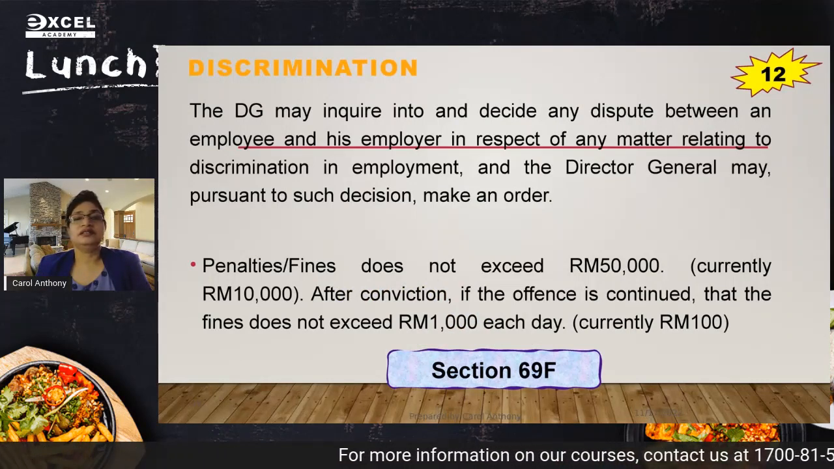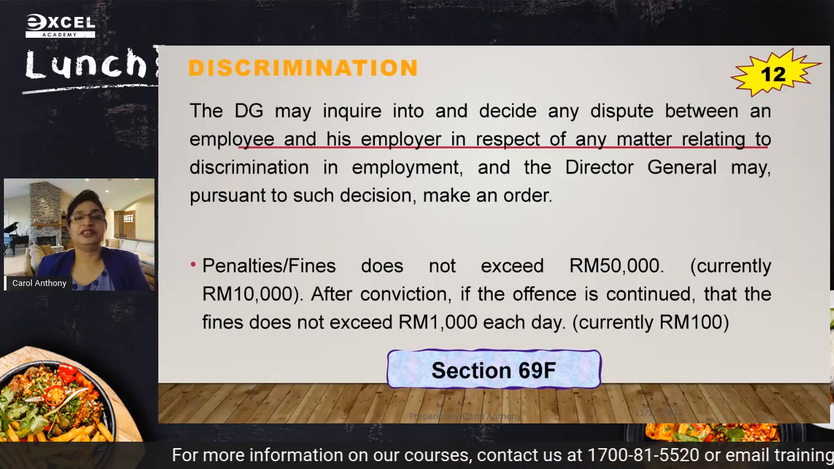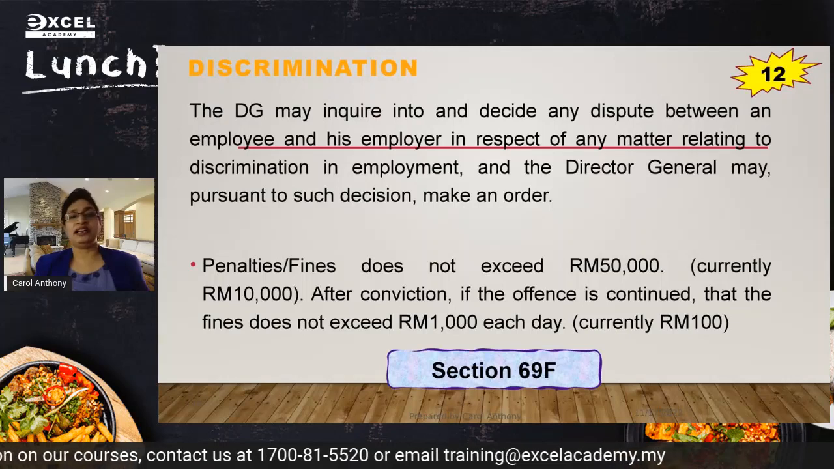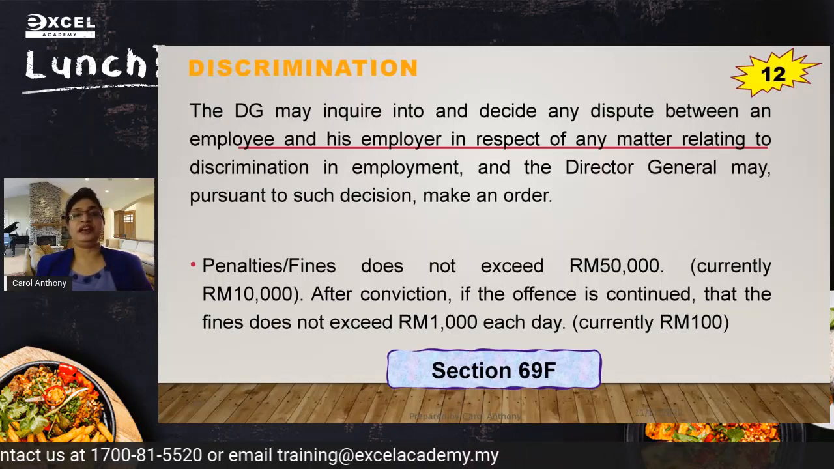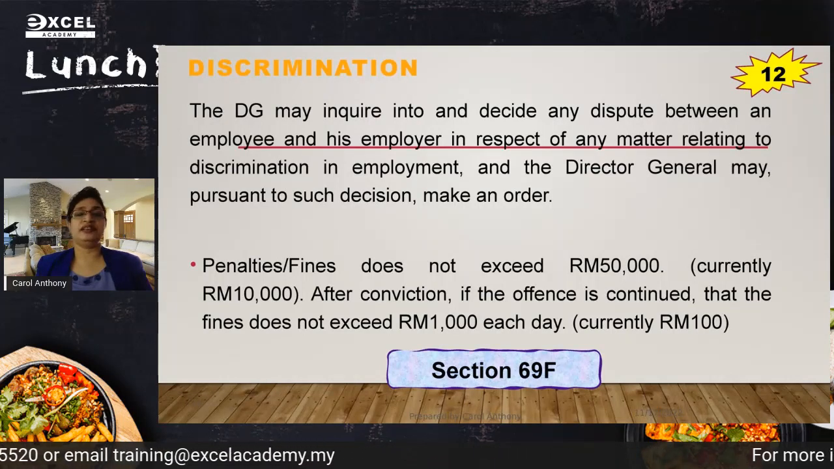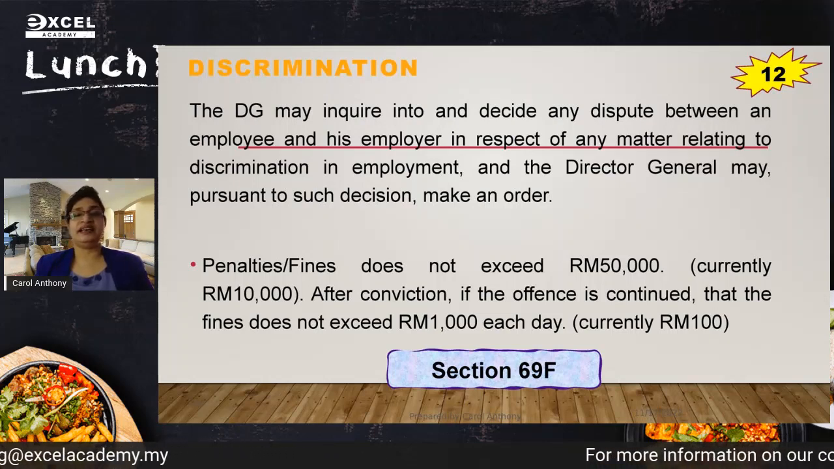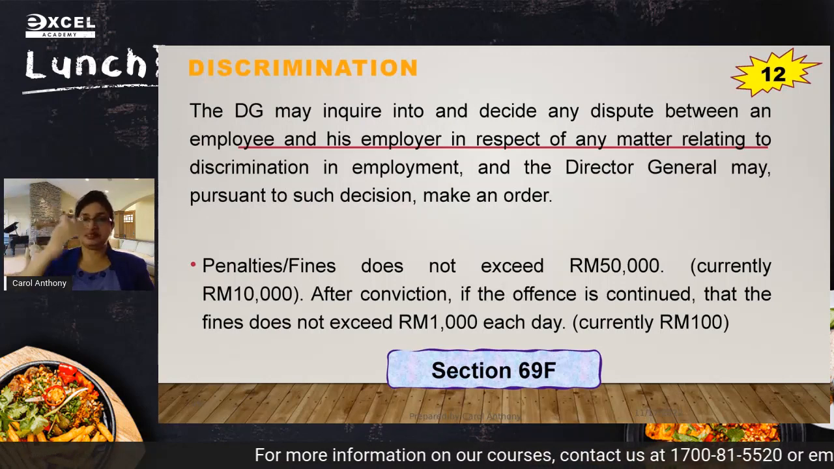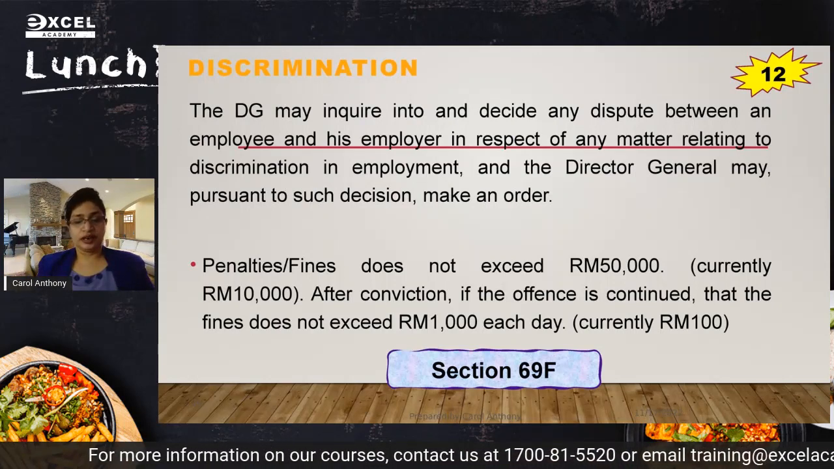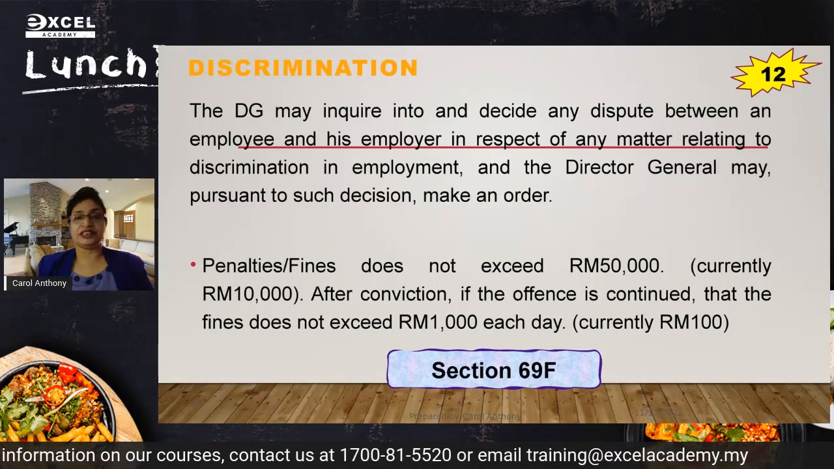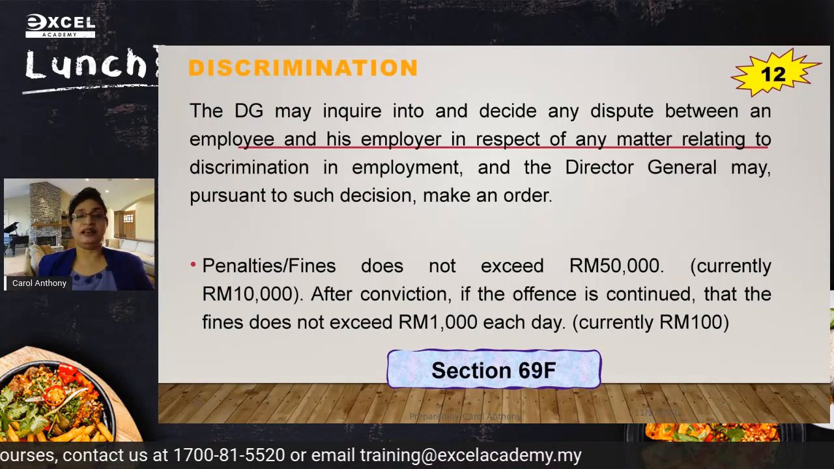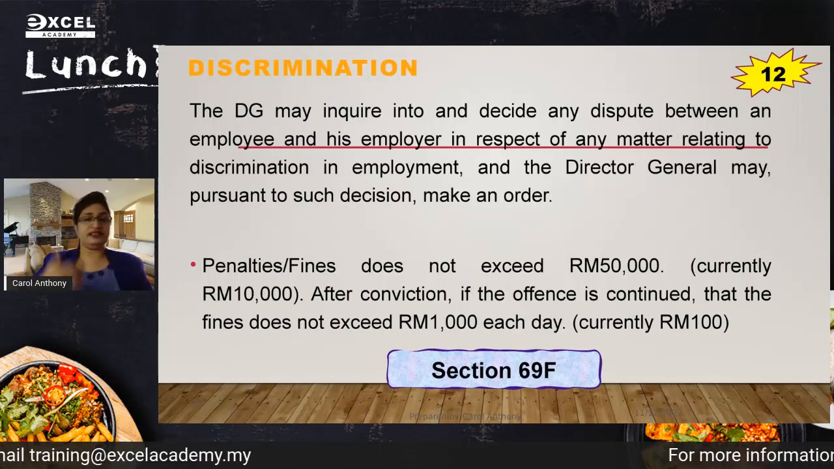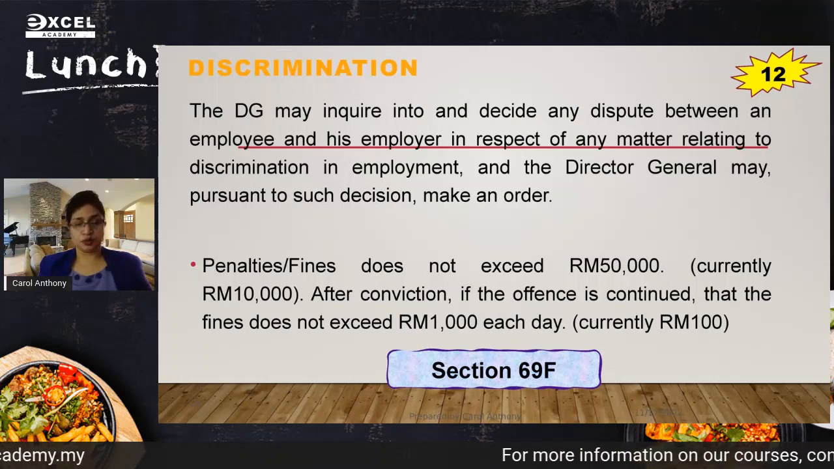This clause talks about discrimination in employment. The DG or Director General again may inquire into and decide any dispute between an employee and his employer in respect of any matter relating to discrimination in employment. So this one is after they've been employed. If there's any discrimination, the employer can be fined the same amount, up to 50,000. And if the offense is continued, daily it will be up to 1,000.